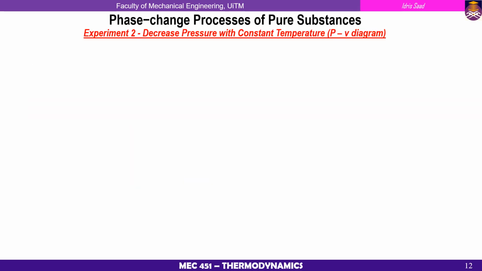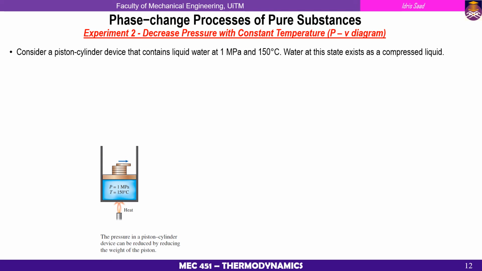Okay, now we move on to the second experiment of the phase change process, which is decreased pressure at constant temperature. In the previous experiment, we boiled the water at constant pressure by increasing the temperature of the water. Now, we will boil the water at constant temperature by reducing the pressure. Let us consider a piston cylinder device that contains liquid water at 1 megapascal and 150 degrees Celsius, as shown here. Water at this state exists as a compressed liquid.